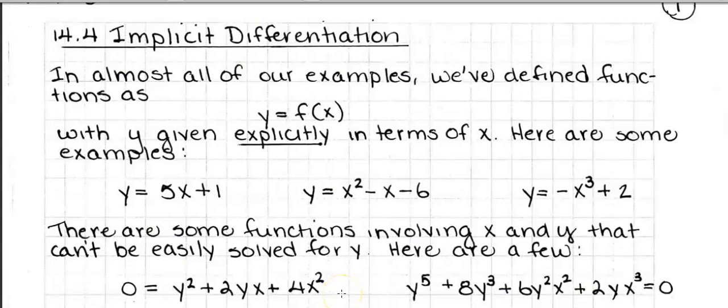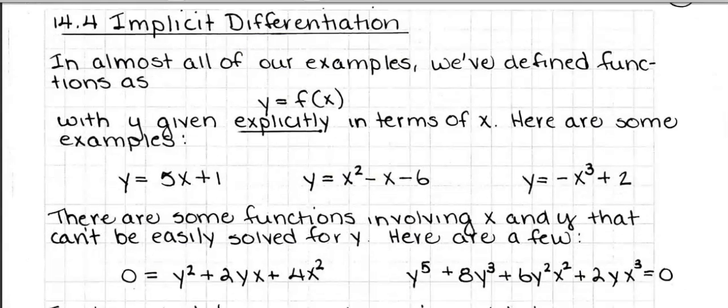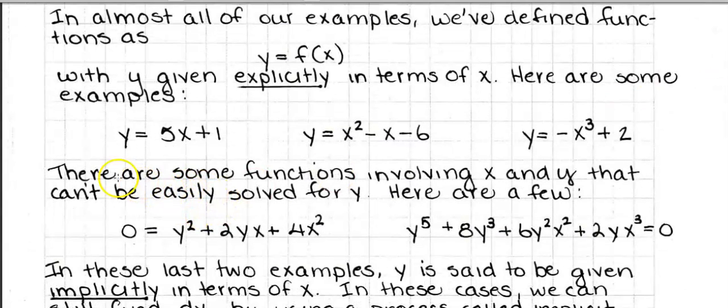Hi, in this video we're going to discuss implicit differentiation. This is a type of differentiation that you need to use when your variables are not easily separable. For example, in almost all of our examples, we've been able to solve for y or f of x explicitly in terms of x. Here are some examples of functions where you can solve explicitly for y.